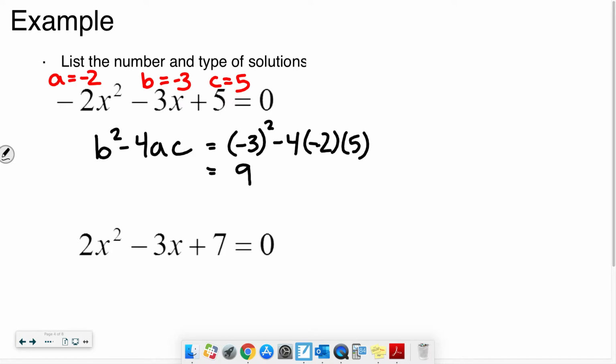Okay, so I'm going to backtrack. I always treat that 4 like a negative 4, so I say negative 4 times negative 2 is positive 8. And then positive 8 times 5 is positive 40. So that'll be 9 plus 40. So my discriminant is 49. That's a positive discriminant. Therefore, I have two real solutions.